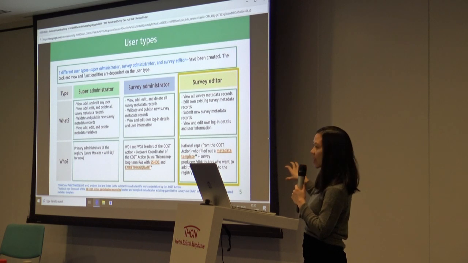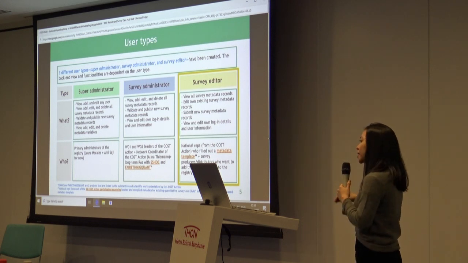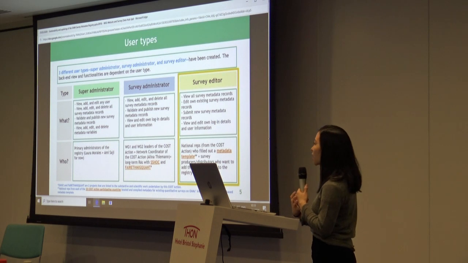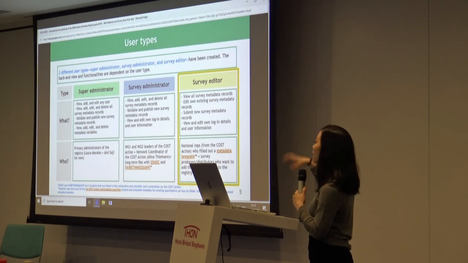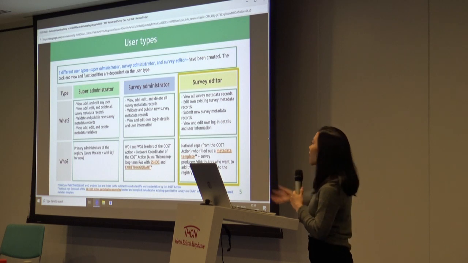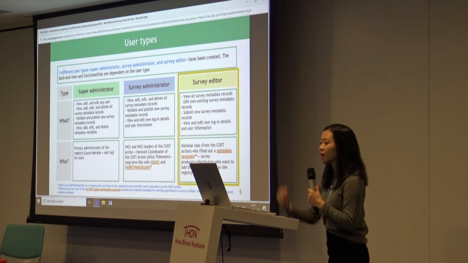The survey editor, and that's probably the one that is most applicable to everyone in this room, is the user level that anyone who will be adding to the registry as an external party would be given. This user type allows you to view all the survey metadata records on the back end, so it's the same information that you would see on the front end, and to edit only the records that you yourself have created.